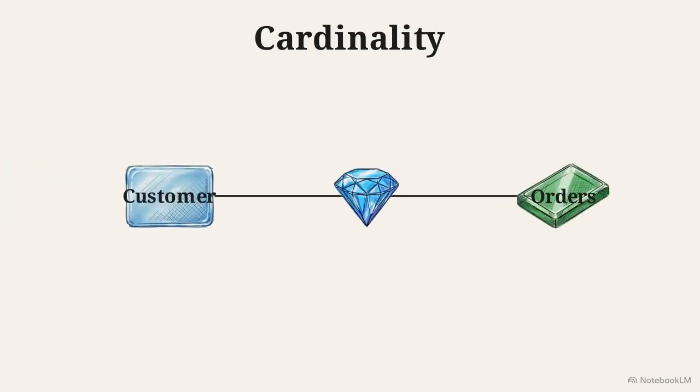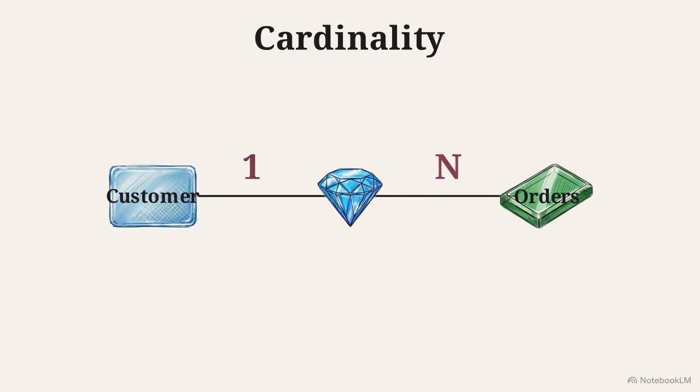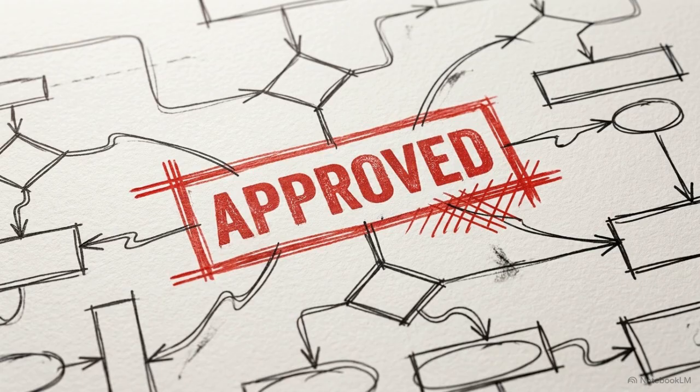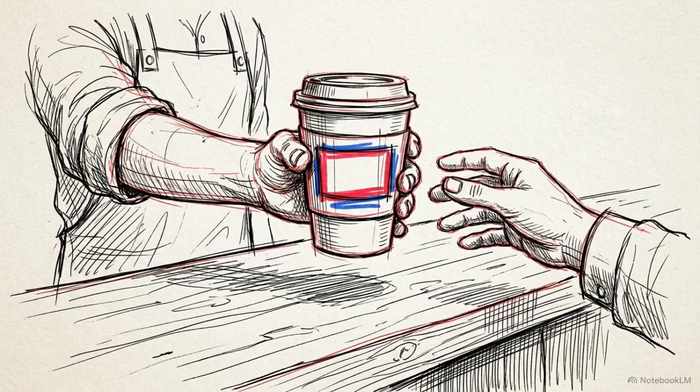Most connections are one-to-many. A single customer can place many different orders over time, but each specific order belongs to one person. We also see many-to-many networks. In a university, many different students are enrolled in many different courses at once. Setting these rules on the blueprint prevents errors once the system is live. It makes it impossible for the database to assign your purchase to the wrong person.